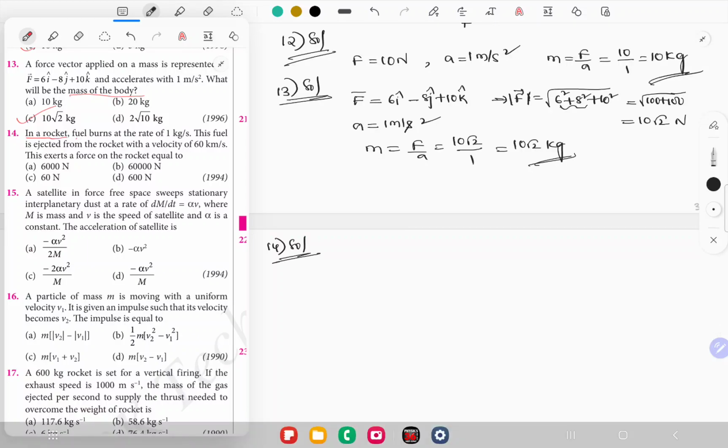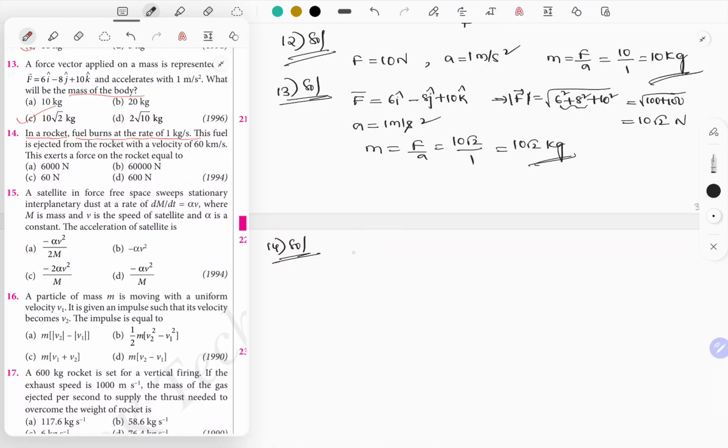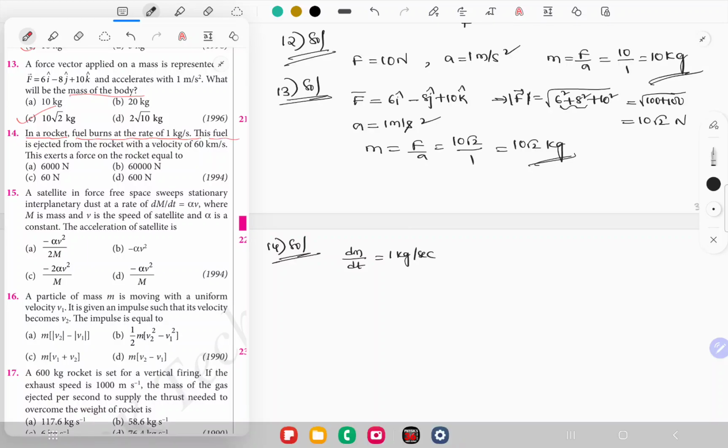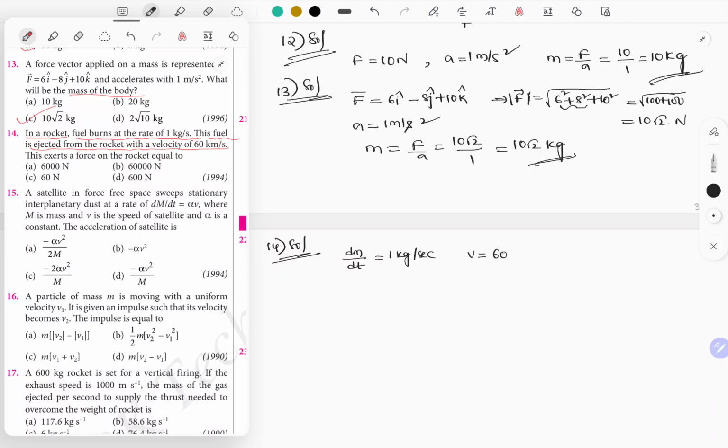In a rocket, fuel burns at the rate of 1 kg per second. That means, I told you, F is equal to V into dm by dt is the formula that you have to use for rocket numericals. They gave dm by dt itself, which is equal to 1 kg per second. This fuel is ejected from the rocket with a velocity of 60 km per second. So the velocity is given as 60 km per second. Convert 60 km per second into meter per second: 60 into 10 power 3 meter per second.